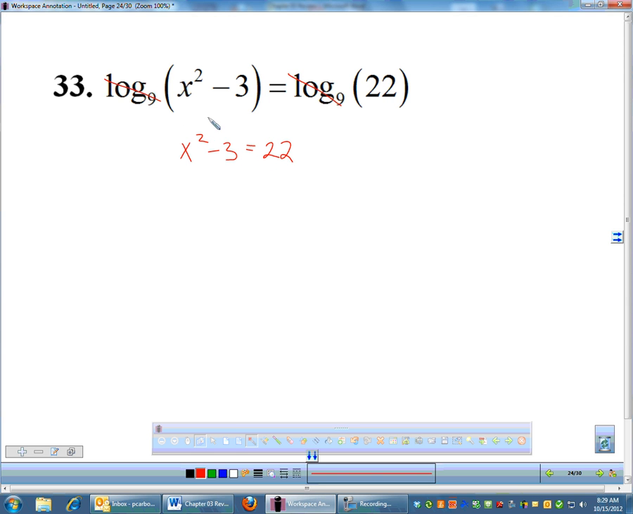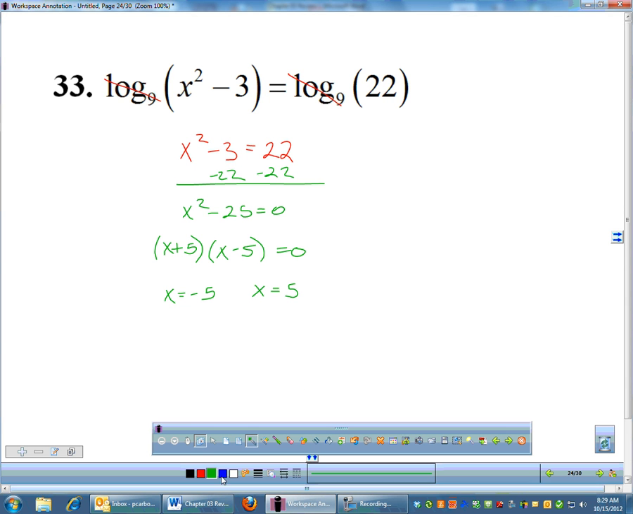Anytime I have an exponent higher than 1, I am a fan of solving by factoring. So I'm going to subtract 22. And you get x squared minus 25 equals 0. And that factors into x plus 5, x minus 5. And you get x equals negative 5, and x equals positive 5.